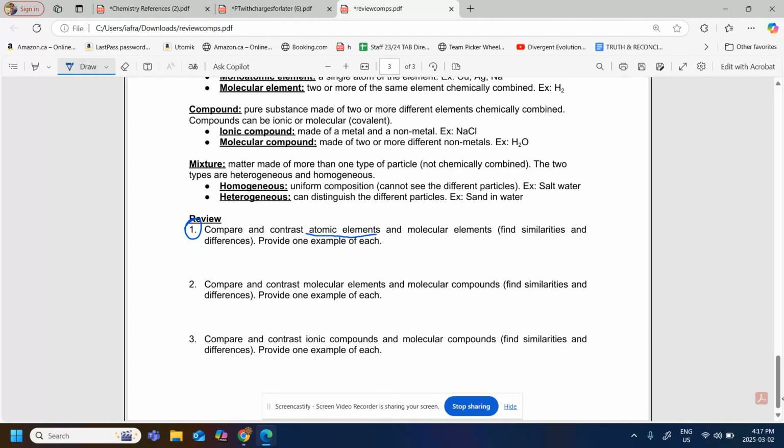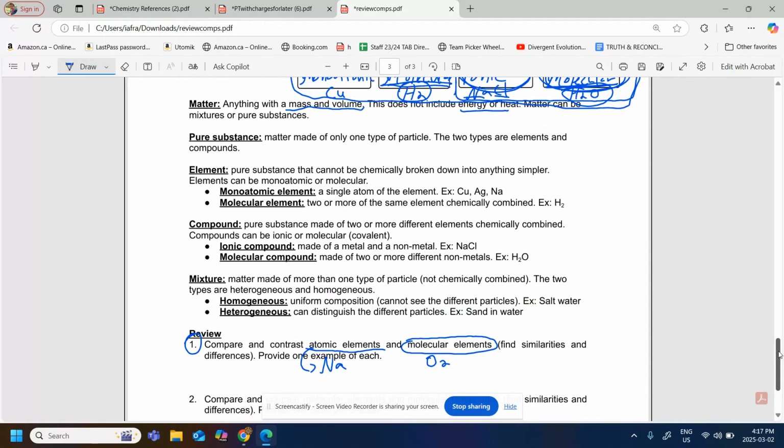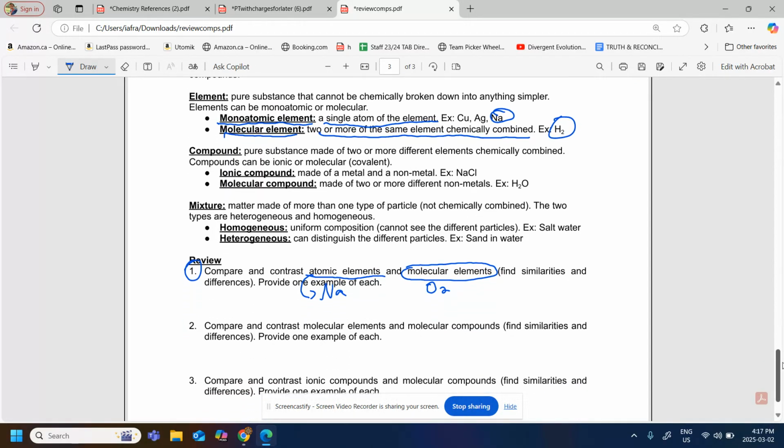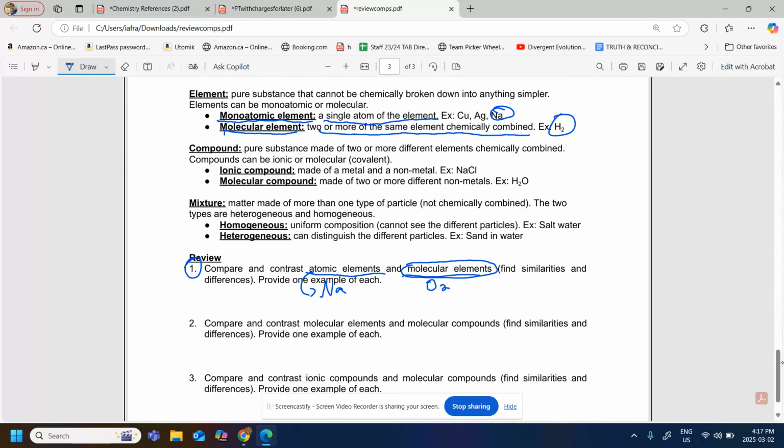So for atomic elements, an example would be just sodium, just Na. A molecular element, an example could be O2. So atomic elements, as we see in our definition here, also called monoatomic elements, they're just a single atom of the element. And so we wrote Na as the example, whereas molecular elements, they're two or more of the same element chemically combined. So O2 is an example, H2 is an example. And so we provide an example of each, and if you were to describe the differences, these are the differences here, and it's always the same element.